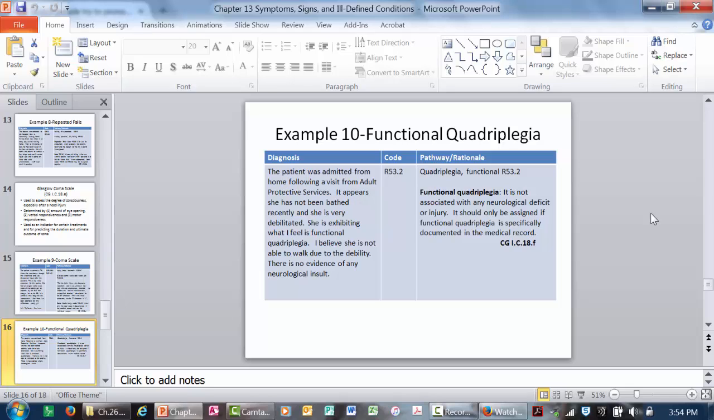The patient was admitted from home following a visit from Adult Protective Services. It appears she has not been bathed recently, and she is very debilitating. She is exhibiting what I feel is functional quadriplegia. I believe she is not able to walk due to the debility. There is no evidence of any neurological insult. So we use this coding guideline where we have a documented diagnosis of functional quadriplegia, and we can therefore code the R53.2.